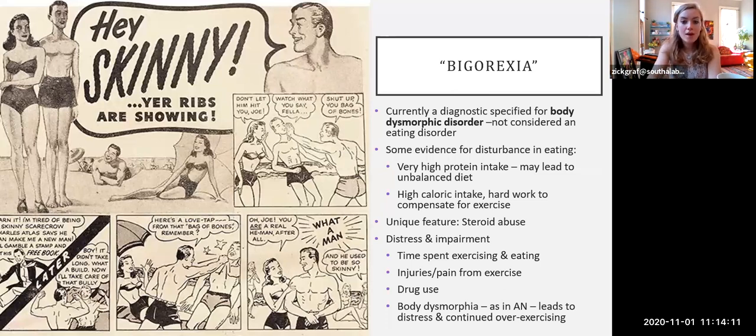So bigorexia, even though the end result looks really different than the end result of anorexia, actually shares a lot of the same cognitions and behaviors and the same extreme preoccupation with food, preoccupation with weight, and preoccupation with body shape that we see in anorexia nervosa.